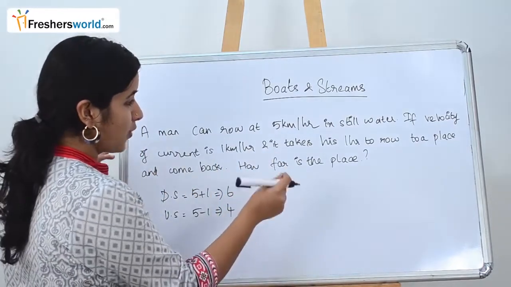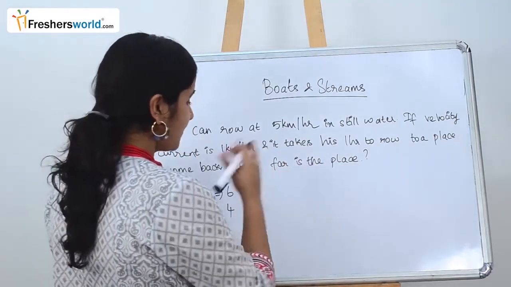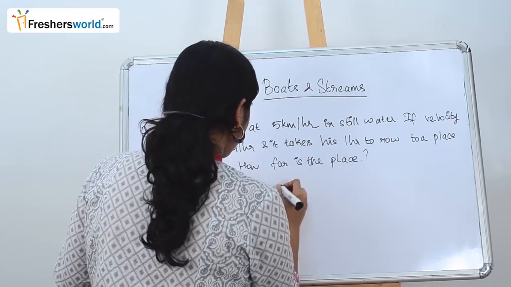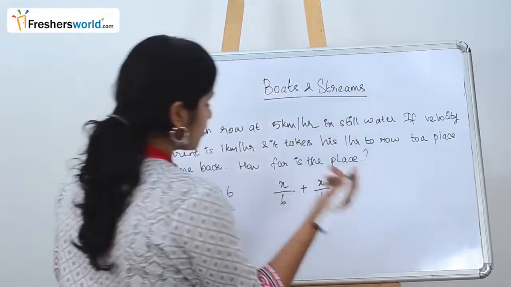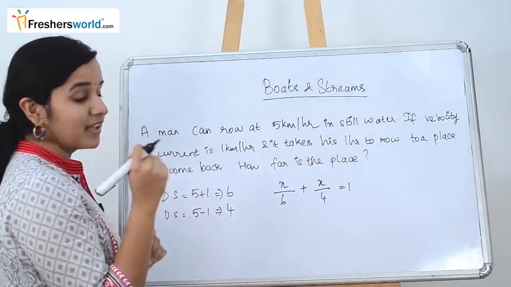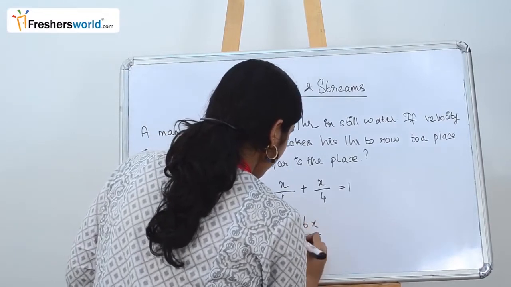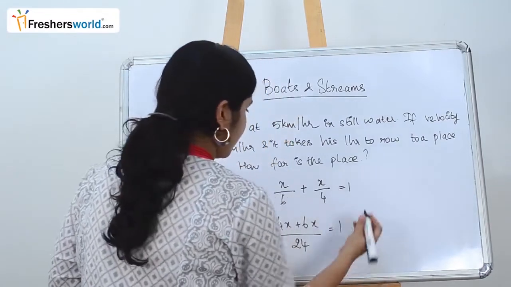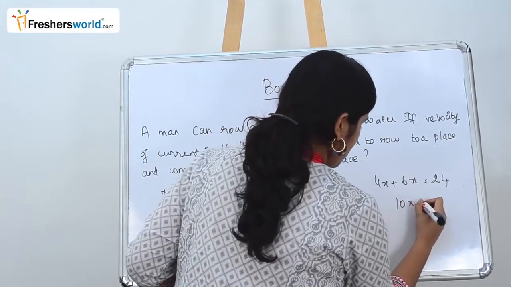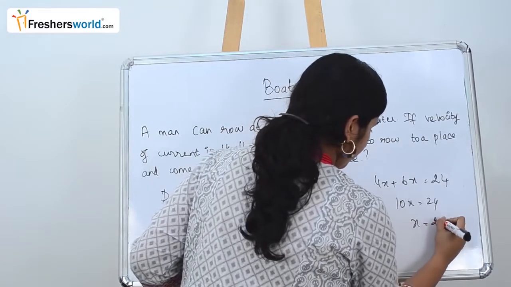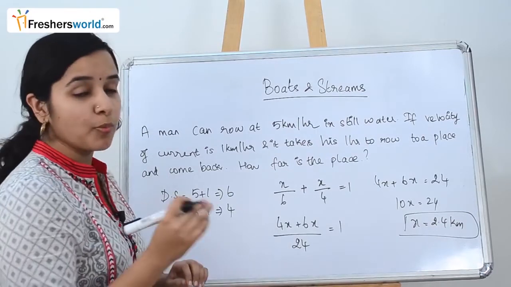They have also told that it takes him 1 hour to row to a place and then come back, so both upstream and downstream. Which is nothing but x by 6 plus x by 4 is equal to 1. Once we solve the sum and find x, that is the distance of the place. So (4x plus 6x) divided by 24 equals 1. 4x plus 6x is equal to 24, so 10x is equal to 24 and x is equal to 2.4 kilometers. So the distance of the place is 2.4 kilometers.